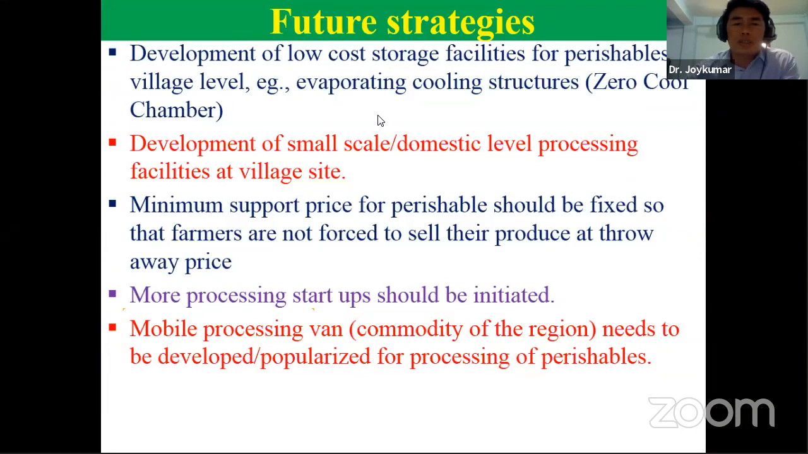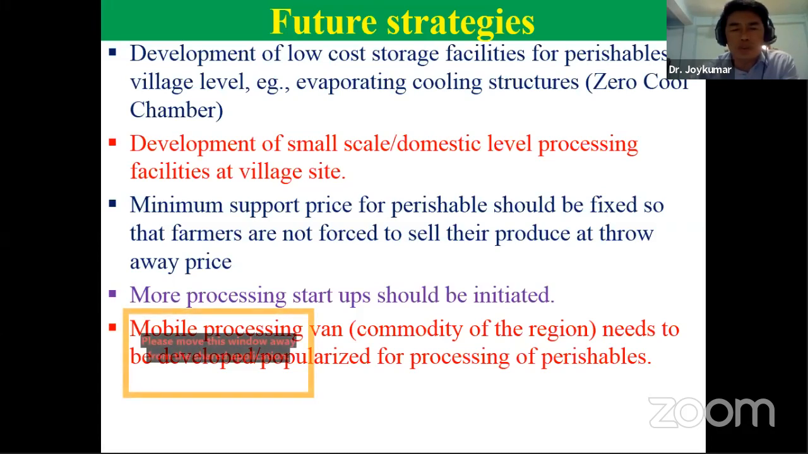So coming to the last slide, there are different strategies. What we can suggest is that we have to popularize this storage facility, the zero energy cool chamber. And then we have to give a lot of emphasis to the development of small scale processing units at the village levels. Big machinery should not work in a state like Manipur. And more processing startups should be initiated, and interest given.